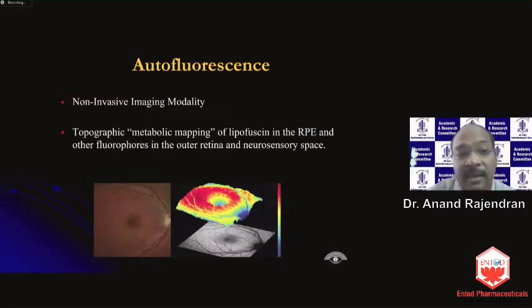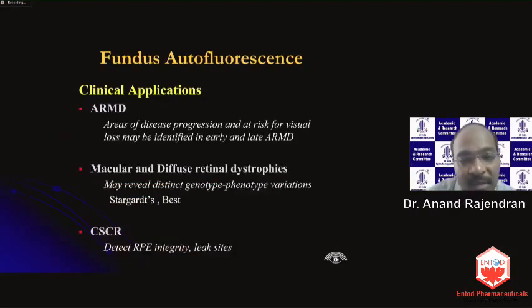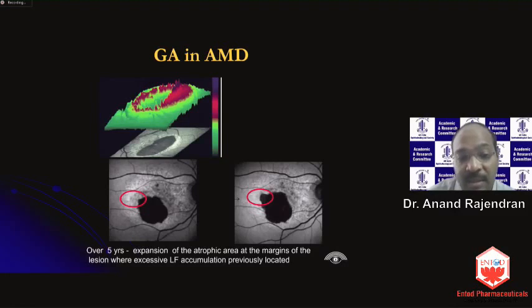Autofluorescence, we are slightly running short of time. It allows virtual mapping of lipofuscin, the RPE and the fluorophores, the outer retina and neurosensory space. It has been useful for AMD, macular dystrophies, and also CSR, geographic atrophy specifically. One you can see here, over 5 years, you can actually track the expansion of that atrophy area at the margin of the lesion where there was initially excessive lipofuscin accumulation.